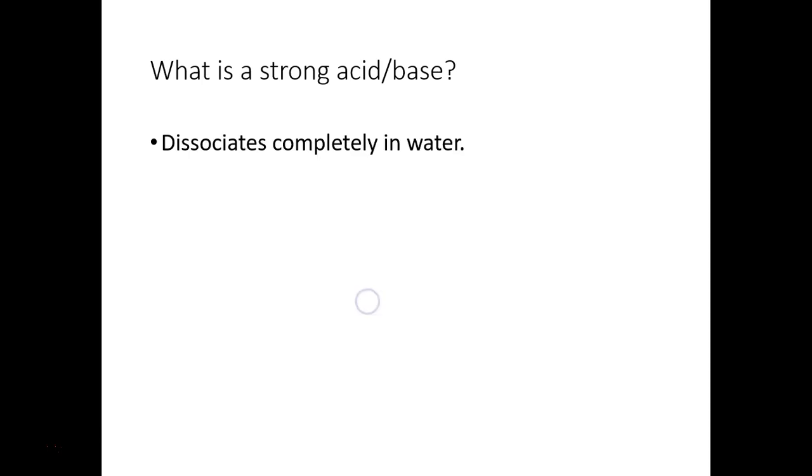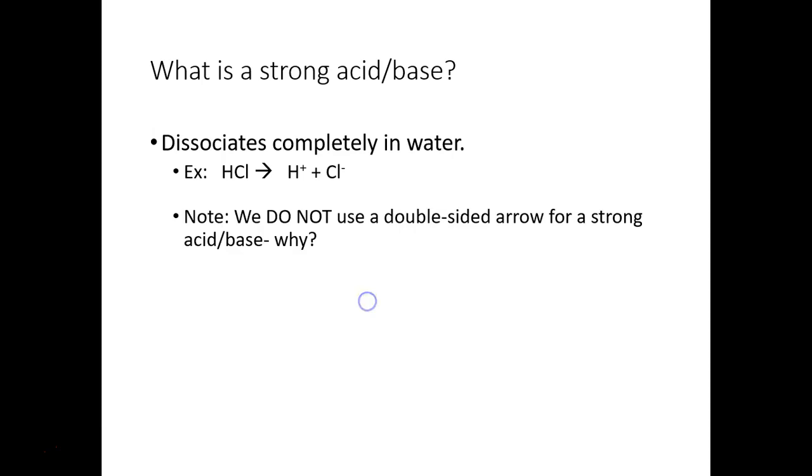Alright, so what is a strong acid or base? A strong acid will dissociate completely in water. That means if you have 1 mole of hydrochloric acid or hydrogen chloride gas and dissolve it in water, you'll have 1 mole of hydrogen ions and 1 mole of chloride ions. The whole compound will completely break up into ions.